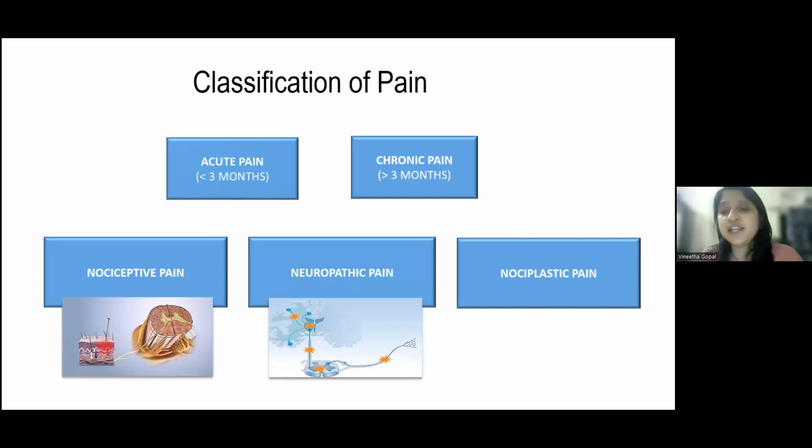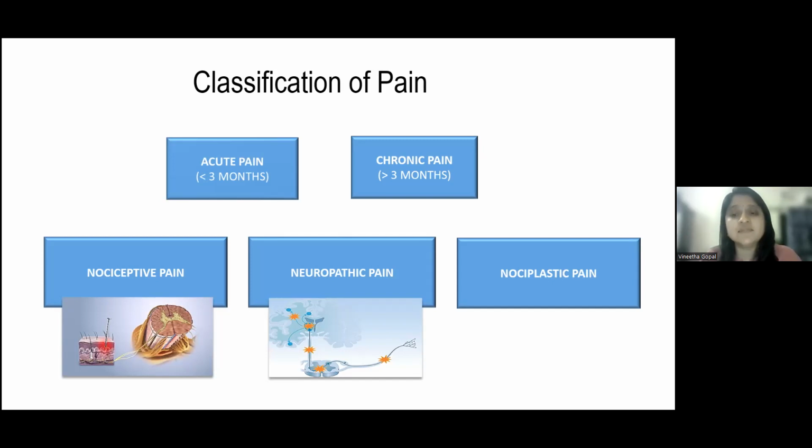Okay, so basically nociplastic pain means centrally amplified pain syndromes. That is, there is no identifiable tissue nociceptor activation. There is no identifiable lesion or disease of the nervous system, but the patient is having pain. So this is basically an altered sensory processing or altered pain processing.